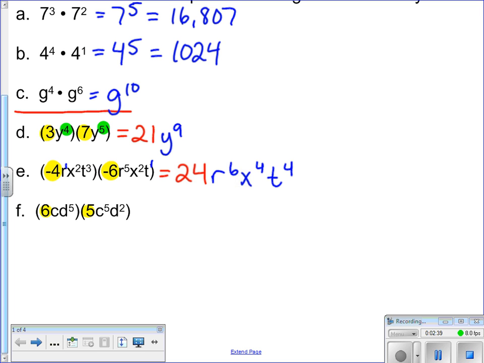Now for F, there's a 5 and a 6. Multiply together makes 30. And then add c to the 1st with c to the 5th makes c to the 6th. And then multiply d to the 5th times d squared. Add those exponents and you get 7. Alright, next slide.